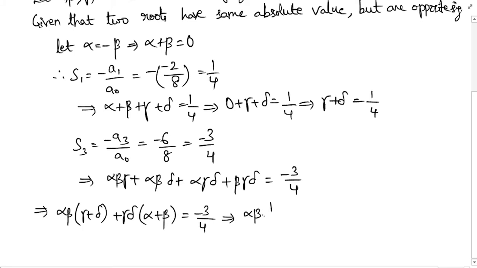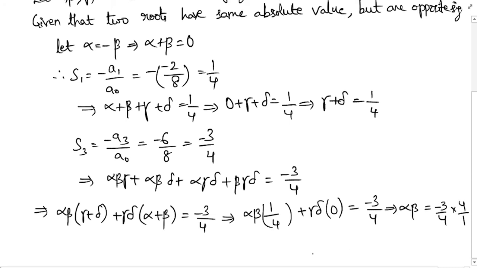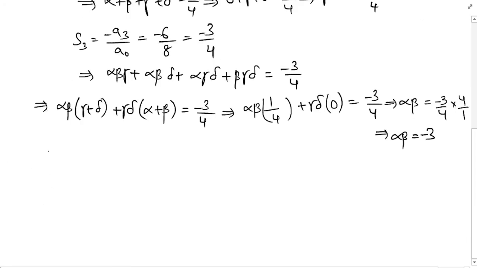Which implies that alpha beta into, we know that gamma plus delta value is 1 by 4. So this will be 1 by 4 plus gamma delta into, this is 0, right? So this is equal to minus 3 by 4. That implies alpha beta is equal to minus 3 by 4 into 4 by 1. So that implies alpha beta is equal to 3. Sorry, it's minus 3.